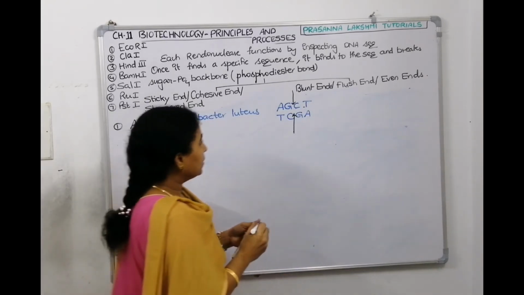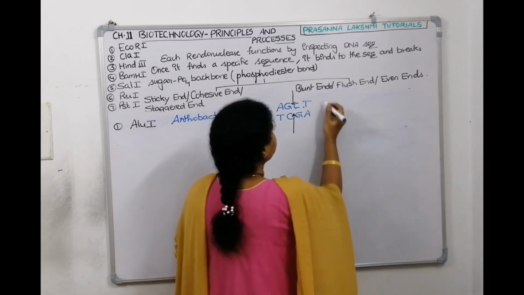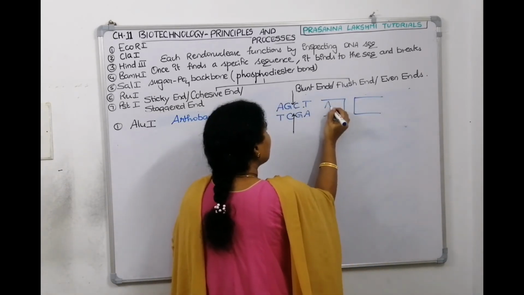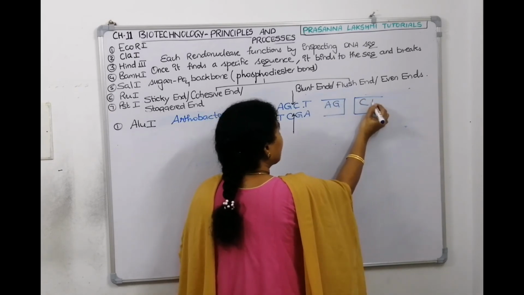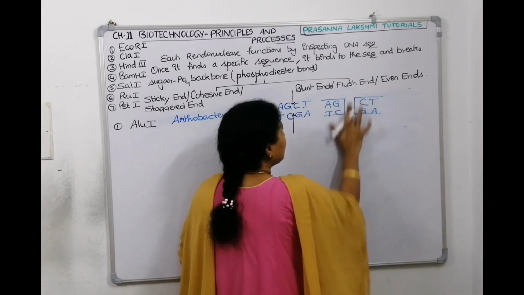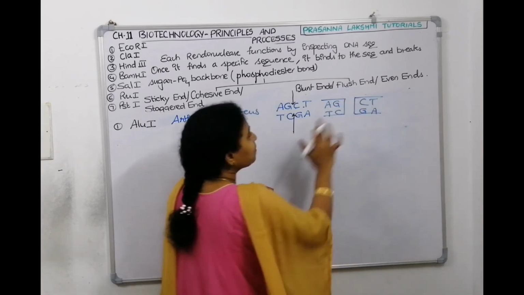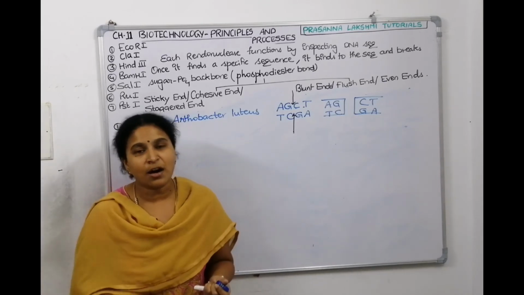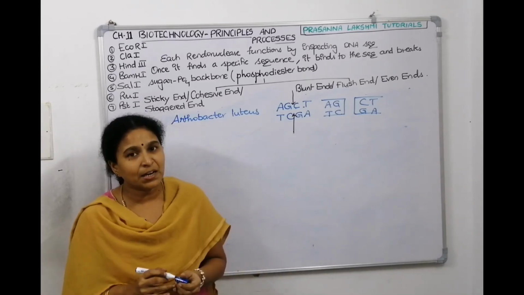Then you will get a DNA strand like this. This side AG, this side CT. Did you see the blunt end? It is blunt. Sticky ends are not there. Single stranded overhanging stretches are not there. Do you want such type of DNA fragments?